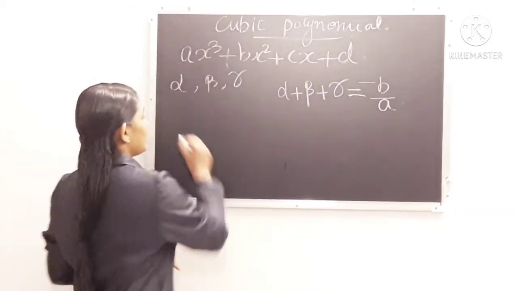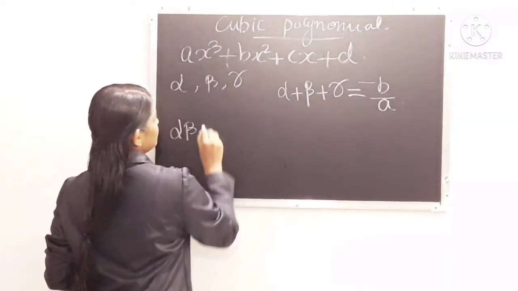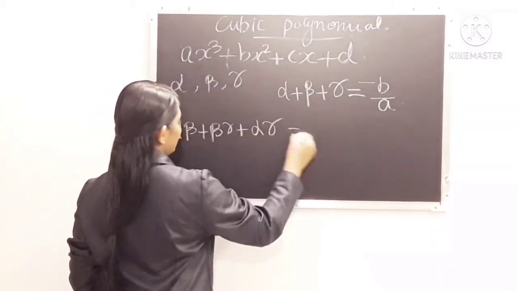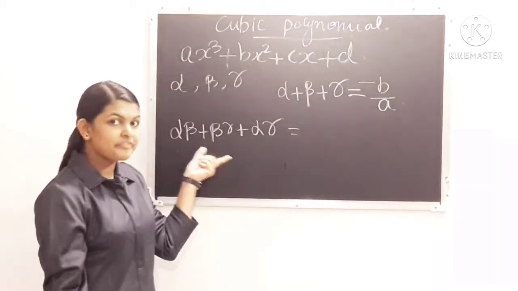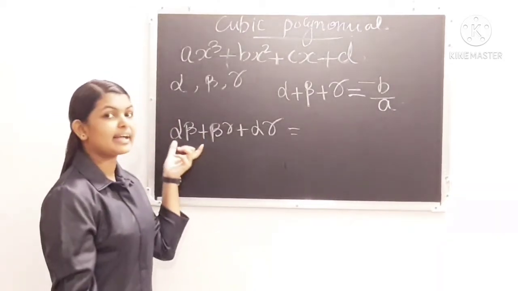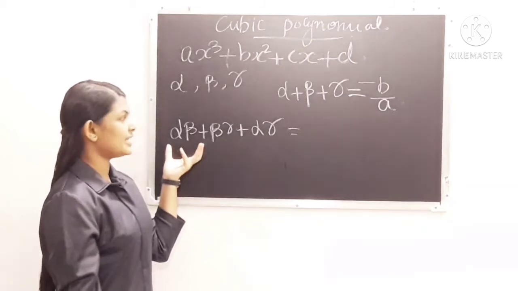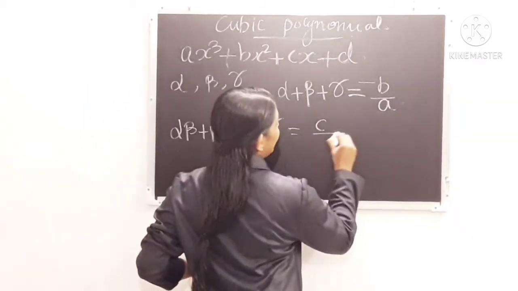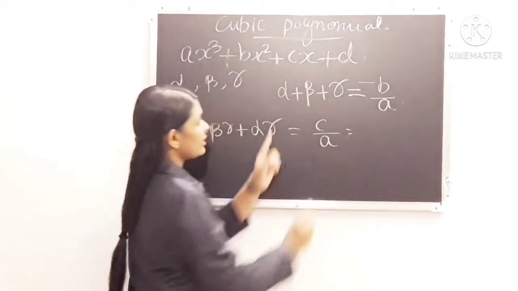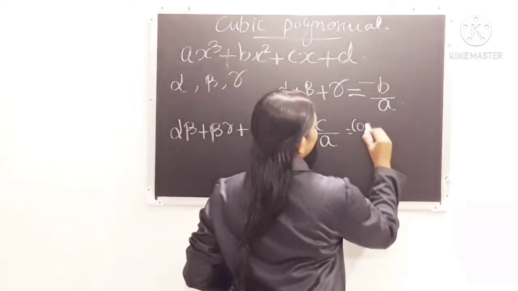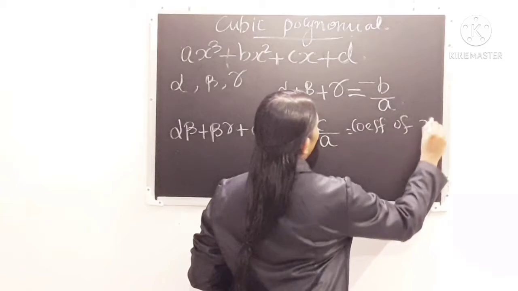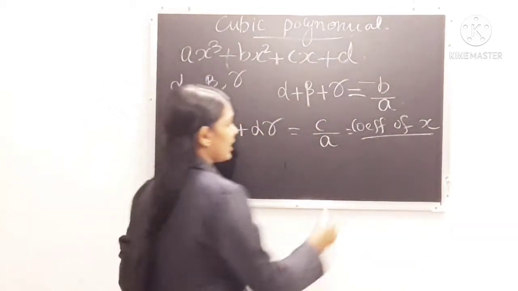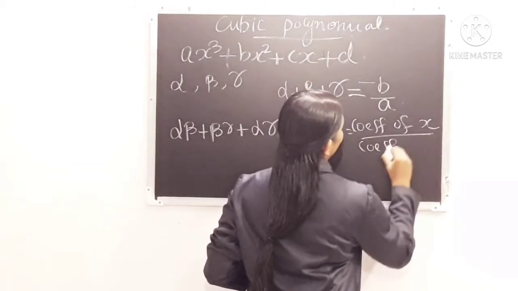Now, alpha beta plus beta gamma plus alpha gamma can be written as, that means the sum of the product of the roots taken 2 at a time, and can be written as c by a, where c is the coefficient of x. It is the coefficient of x divided by a, and here a is the coefficient of x cube.